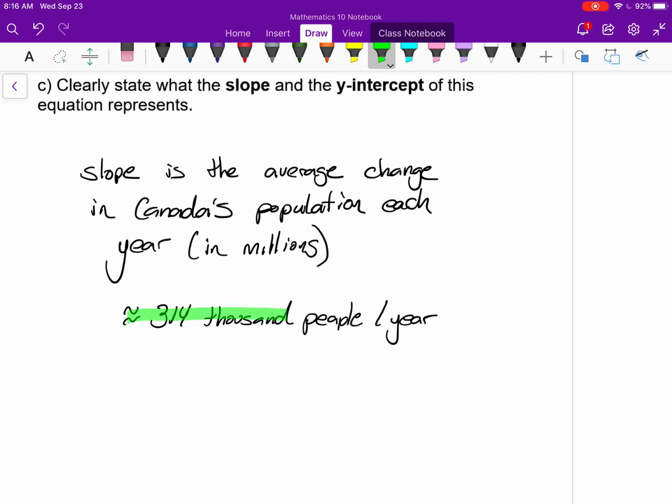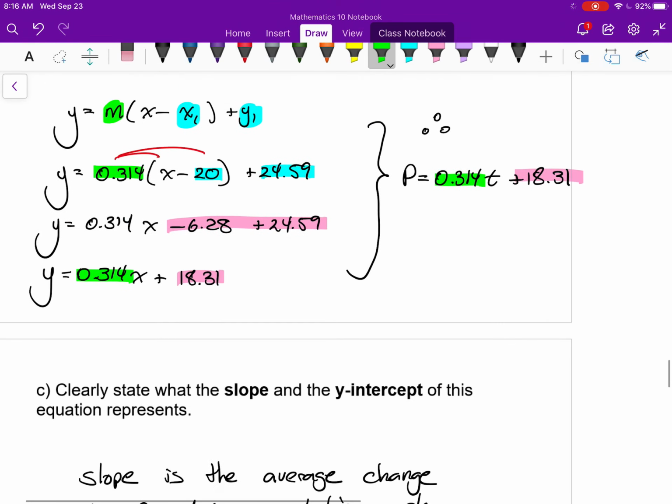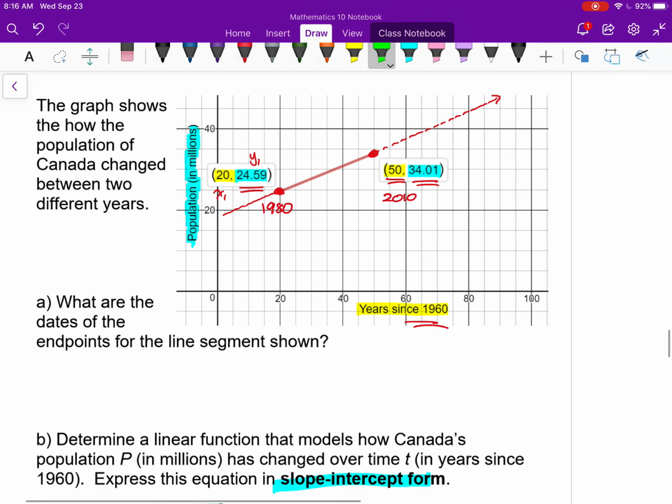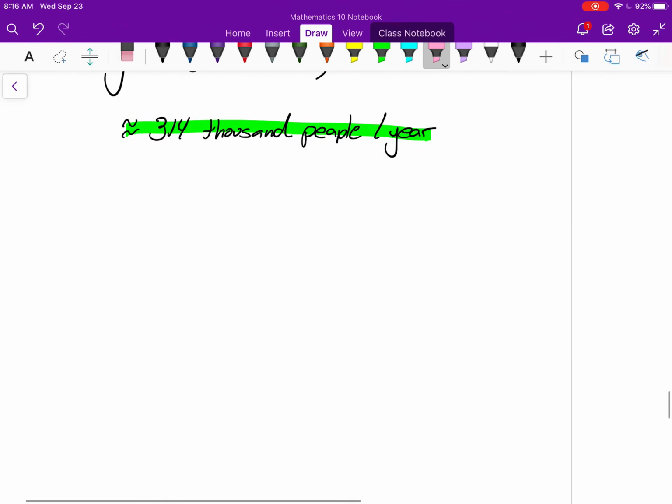That 0.314 tells us on average, in the last 50 years, Canada's population has grown by about 314,000 people, 0.314 million. All right, that's what the slope means. And the y-intercept, which I've highlighted in pink up here, is 18.31. If I look back at my graph, that represents this point right here. Well, that's the population in 1960, because my graph starts time 0 is 1960. So that's it. That's the estimate, at least for the population of Canada in 1960.